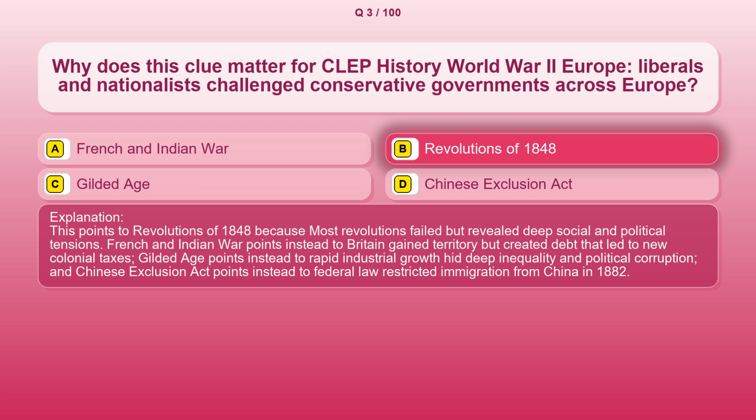French and Indian War points instead to Britain gaining territory but creating debt that led to new colonial taxes. Gilded Age points instead to rapid industrial growth that hid deep inequality and political corruption, and Chinese Exclusion Act points instead to a federal law that restricted immigration from China in 1882.